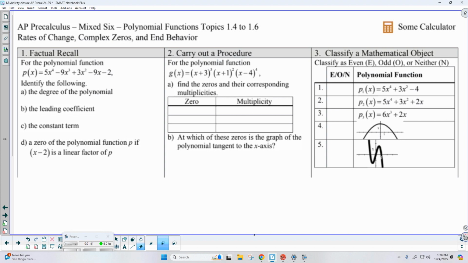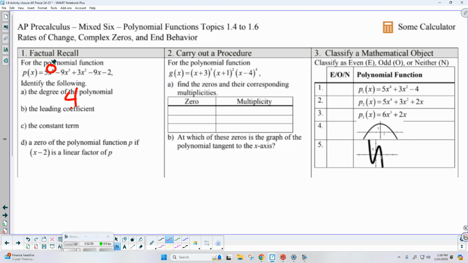Okay. So, factual recall. It says for the polynomial function 5x to the 4th minus 9x cubed plus 3x squared minus 9x minus 2, we want to identify the following. I'm just going to go around the room and people help me out. So the degree of the polynomial, Audrey, it is 4. Remember, the degree is the largest power that any one term has. Okay, so the degree is 4.